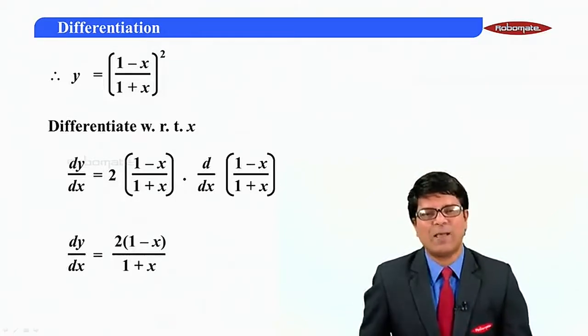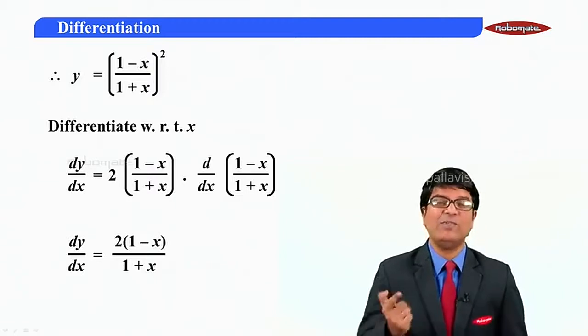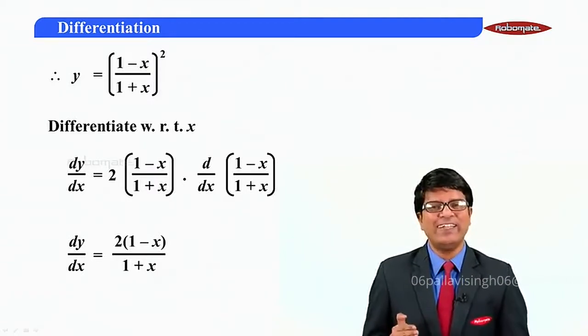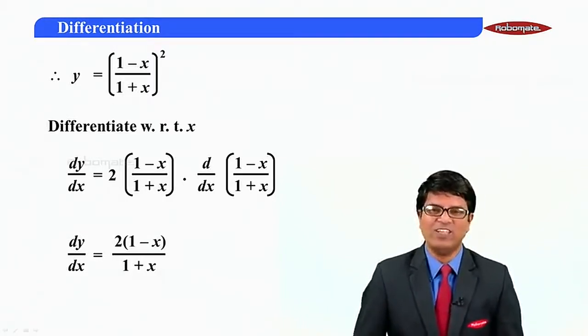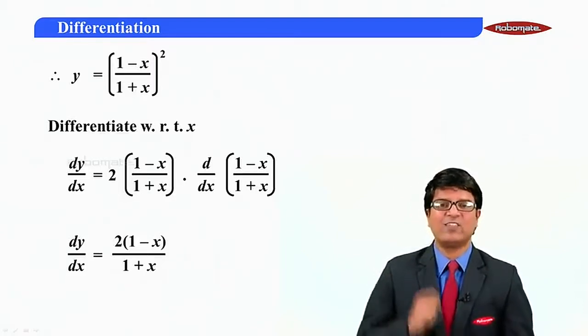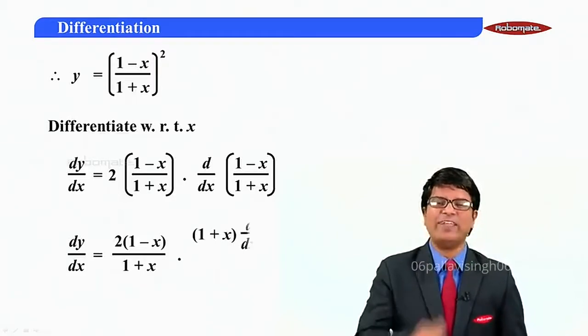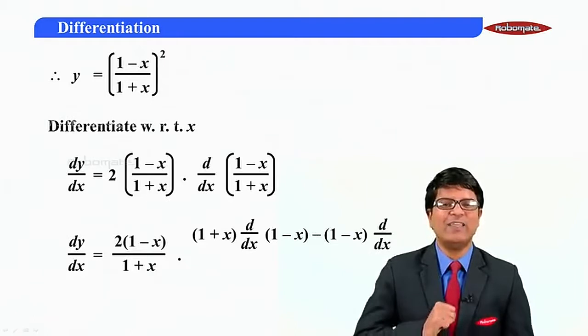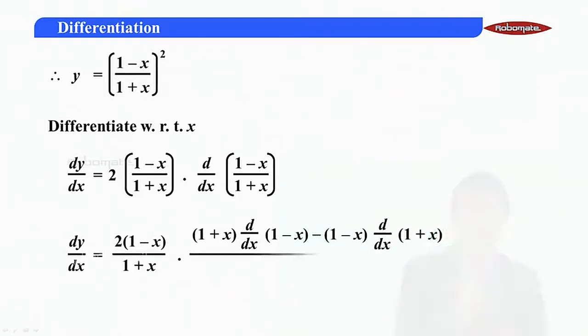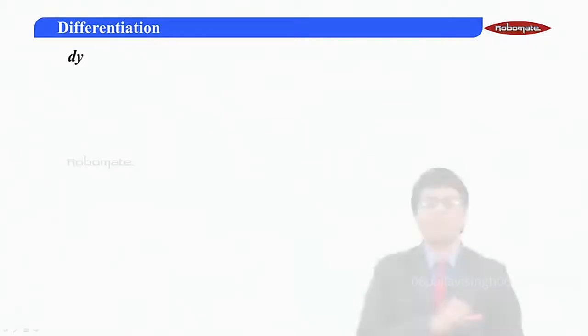What are the two variables separated by division? So d by dx of u by v is v du by dx minus u dv by dx upon v square. So if I apply the u by v rule over here, I will get it as 1 plus x d by dx of 1 minus x, minus 1 minus x d by dx of 1 plus x, upon 1 plus x the whole square. So dy by dx, 2, 1 minus x upon 1 plus x, 1 plus x, 0 minus 1, minus 1 minus x, 0 plus 1, upon 1 plus x the whole square.